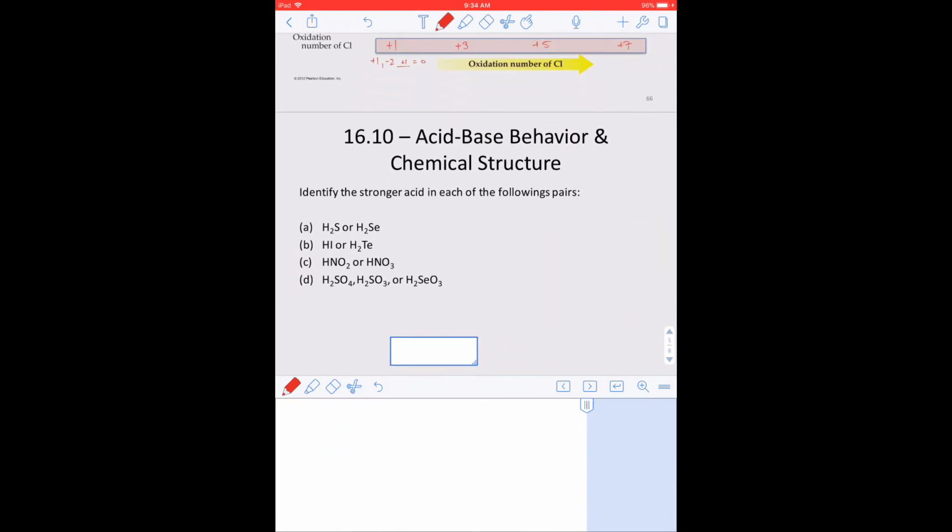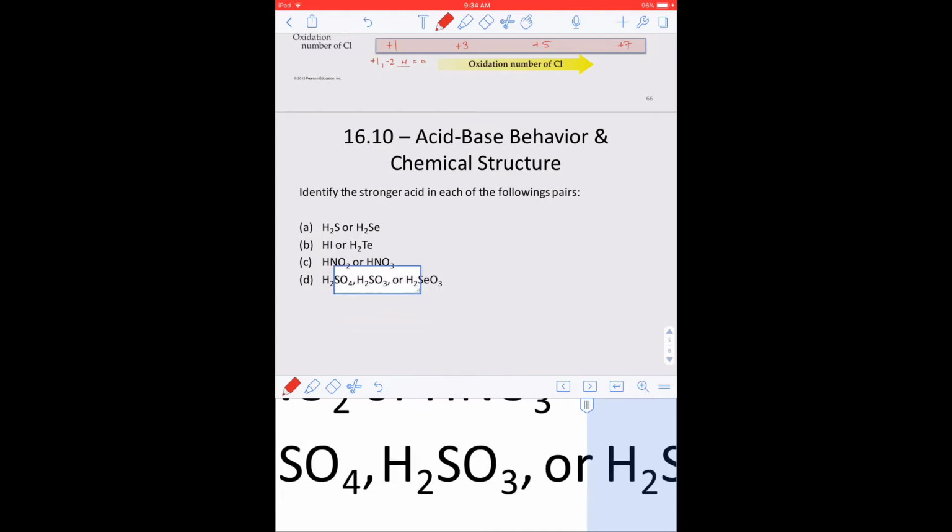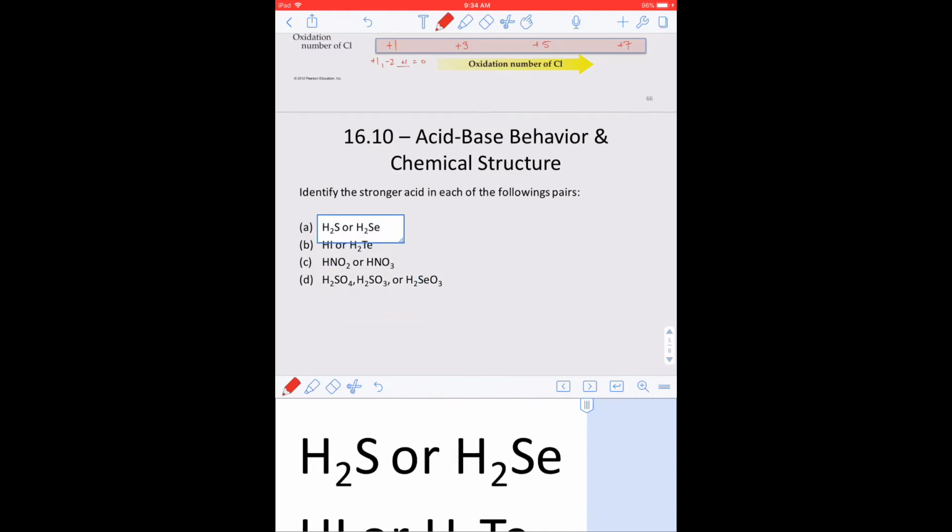All right, here are some examples of this. So go ahead and pause your video as you're doing these. Ask yourself, which one do you think would be more acidic in these pairs? These are a very typical type of question. So for A, we have H2S and H2Se. And so here we've got to think about the difference in these two. The difference comes in selenium and sulfur. So look on a periodic table, look at the position of sulfur and selenium, and decide which trend you want to follow.